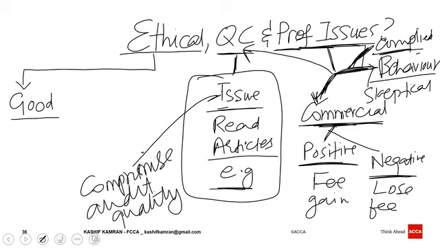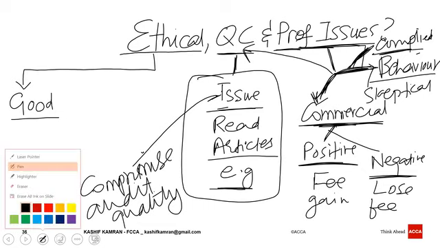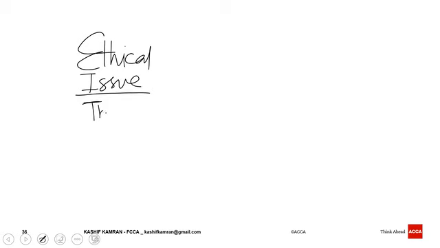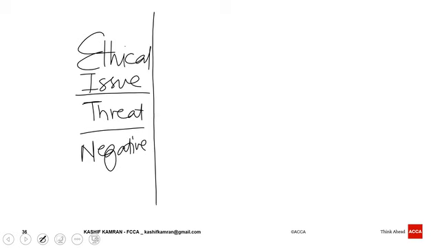Okay. One last thing. When we look at the ethical issue in P7, the ethical issue is basically a threat, right? So it has to be something negative. So ethical issues are negative issues, right?